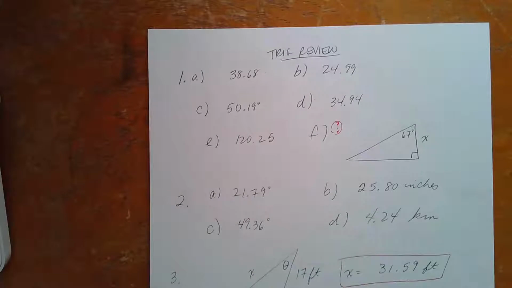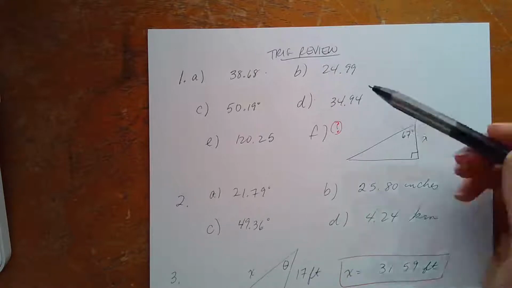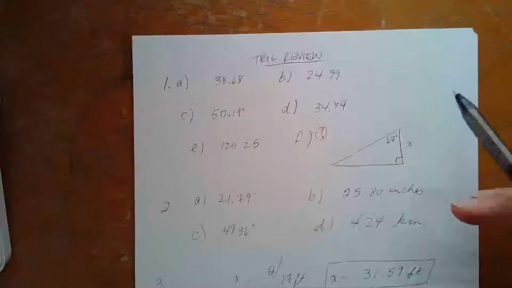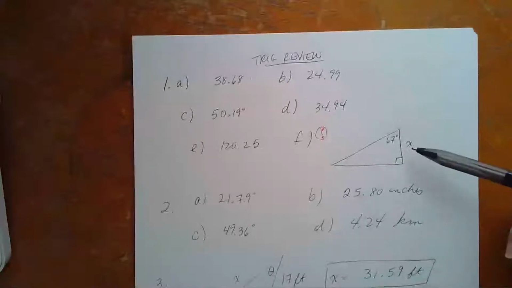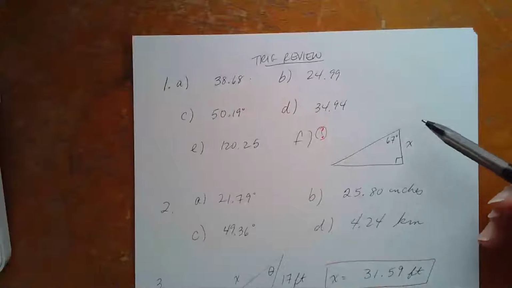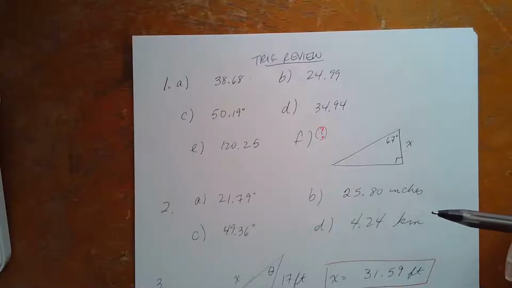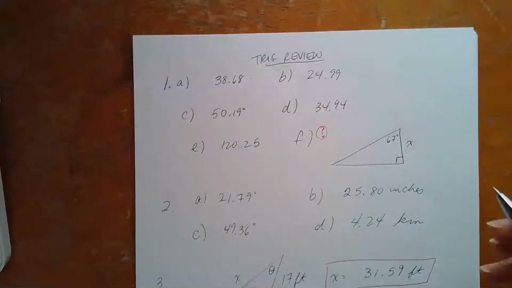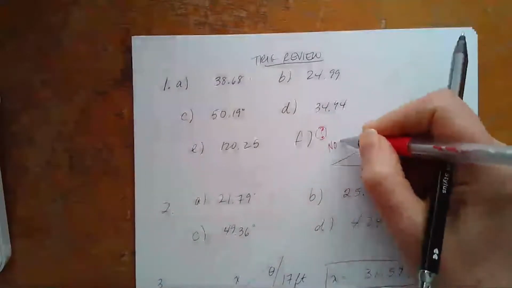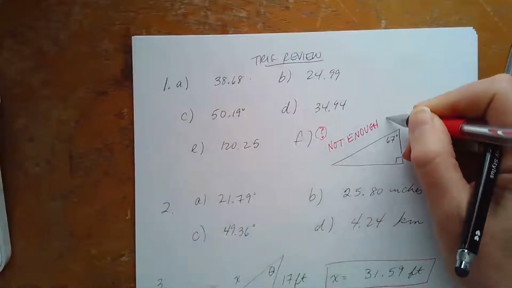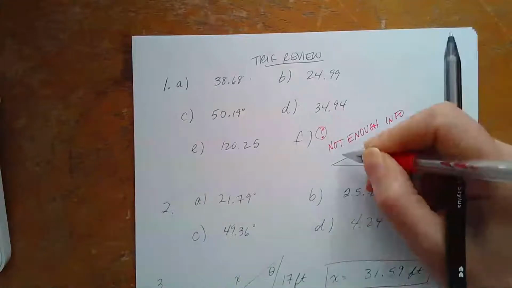If you looked at that trig review, you'll see that the first 6 questions were all right angle triangles. The only one we couldn't do was part F. There wasn't enough info given, right? You always have to give 3 pieces of info. So we had an angle and a right angle triangle. So for this one I'm just going to write not enough info was given.